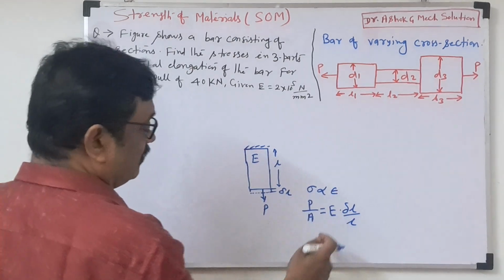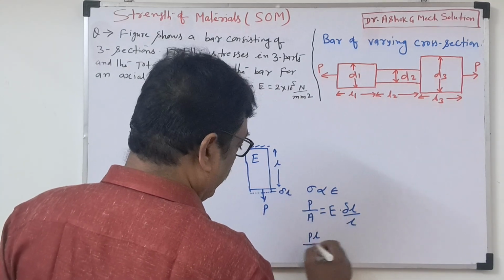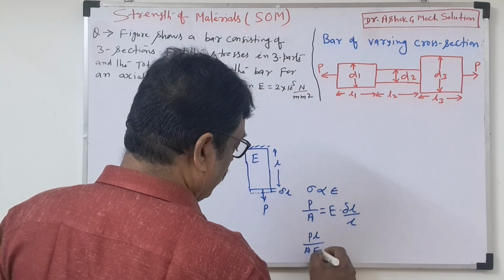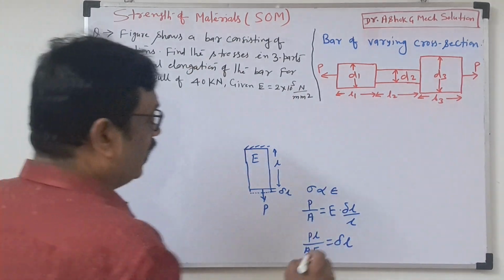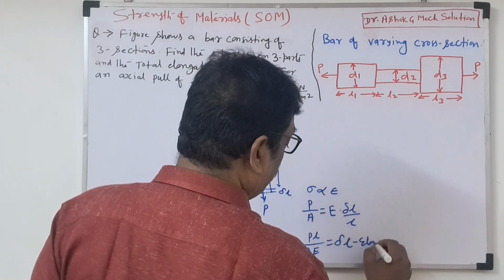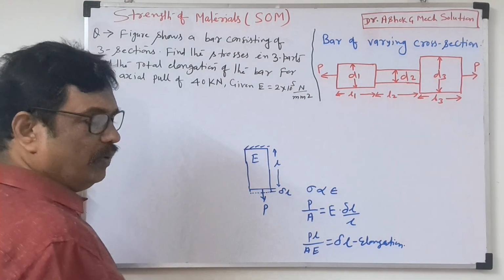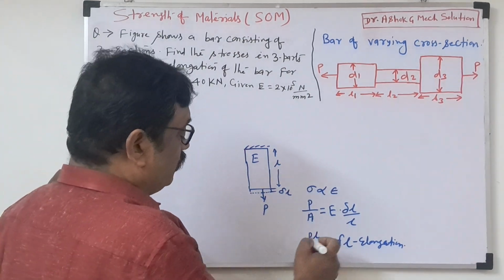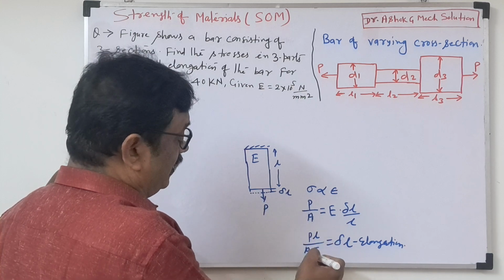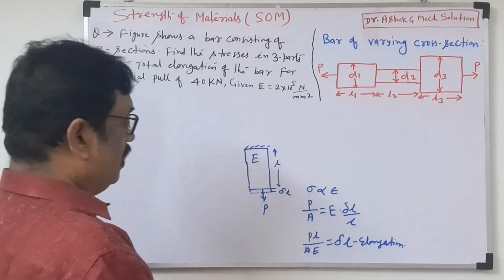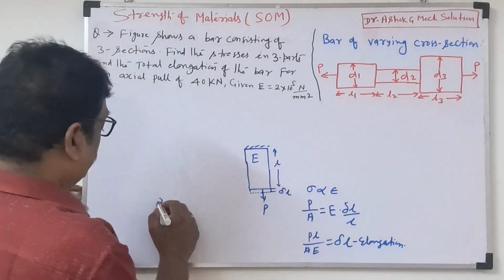Now what is the elongation here? So we do the cross multiplication. What will come here? PL by A equals delta L times E. So the elongation, delta L, will be PL by AE. P is the applied force, L is the length, A is the area of cross section, E is the Young modulus.